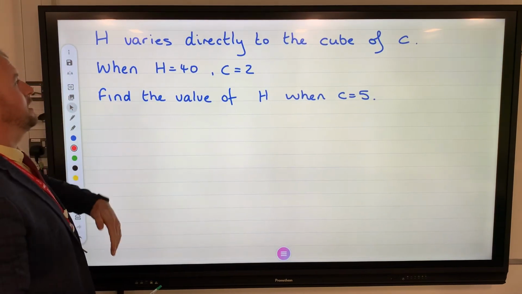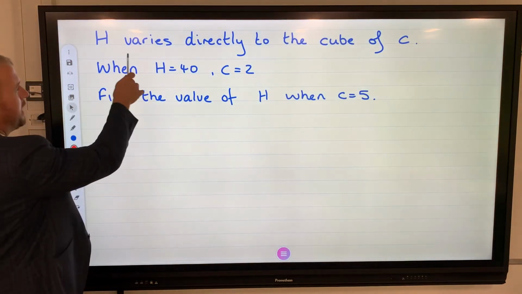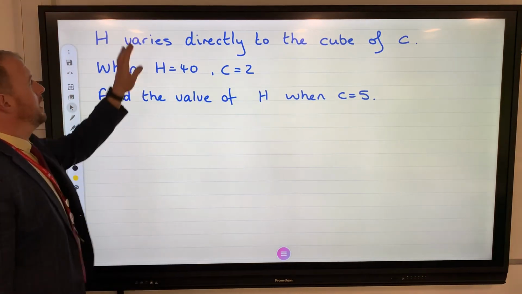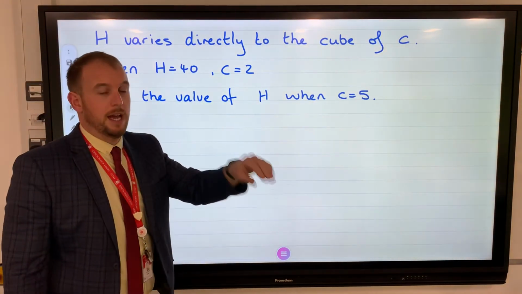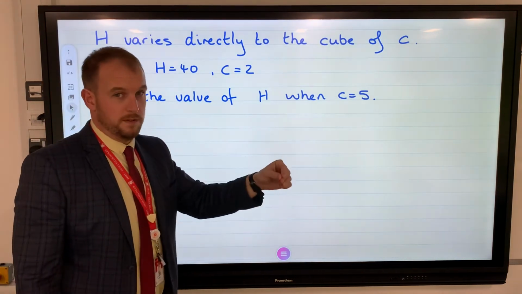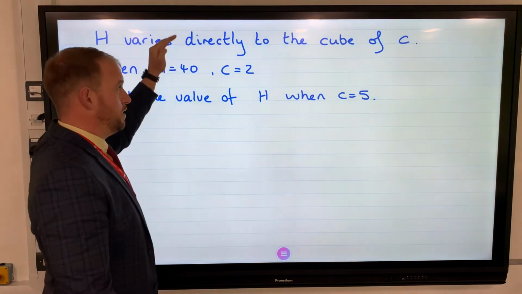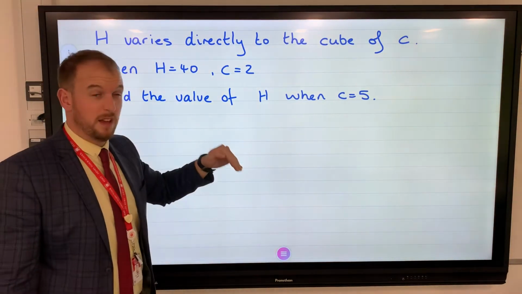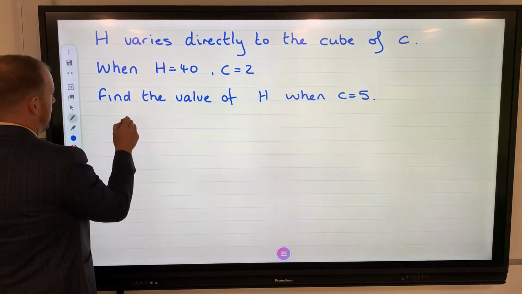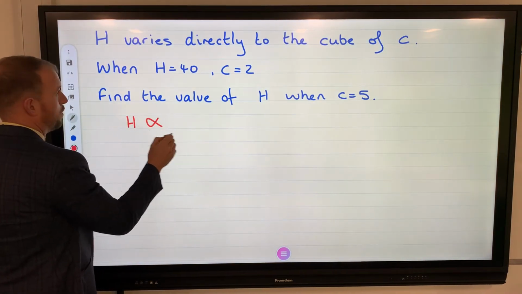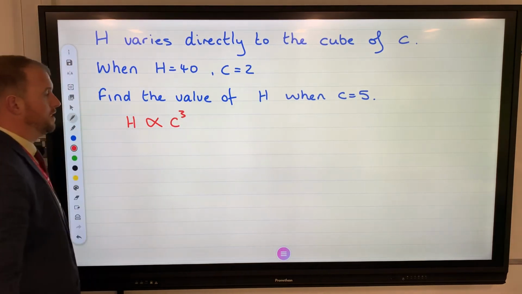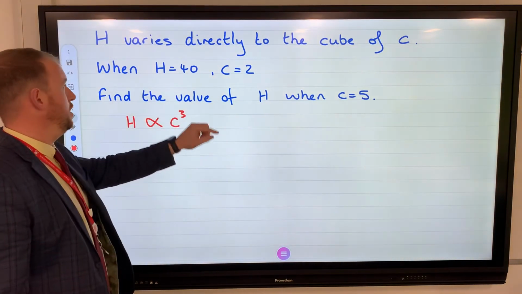Okay, that next step up now. So h varies directly to the cube of c. Now, this is exactly the same as direct proportional. It's just a different way of saying it, so be careful. They're all set out pretty much the same way every time anyway, but this means exactly the same thing. So h is directly proportional to the cube of c, so c cubed.